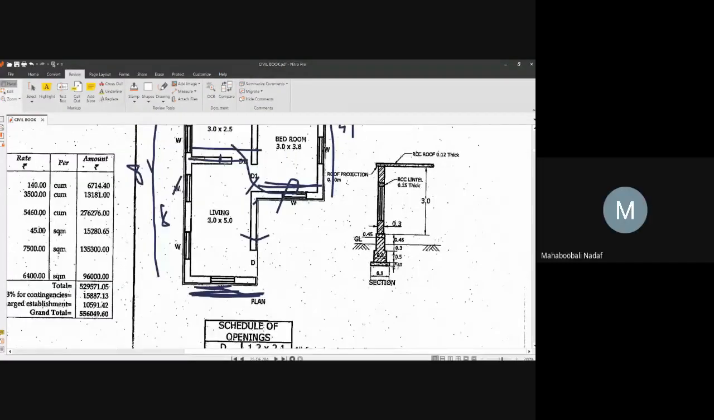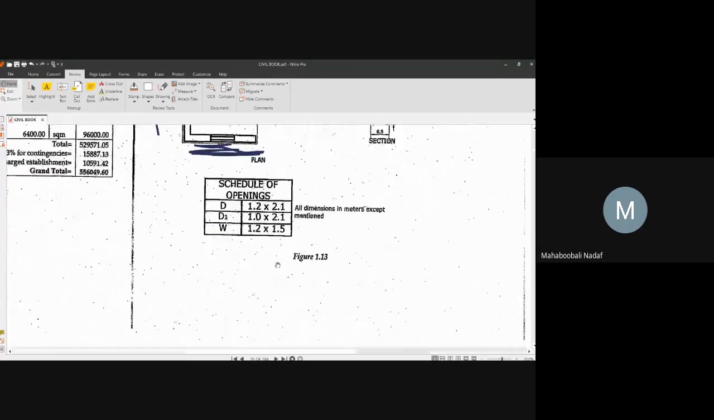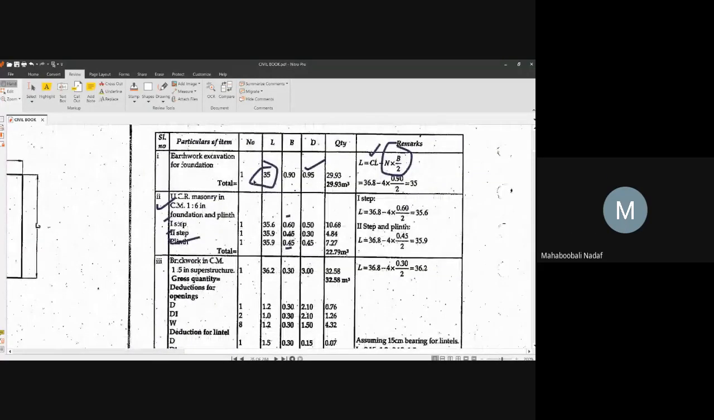Can you see here? 0.5 is the first footing. Second is 0.3. Third, that is above the ground level, 0.45. Two 0.45s are there, the same, because they have given it only in the diagram. Don't worry. Now, these two are clear.